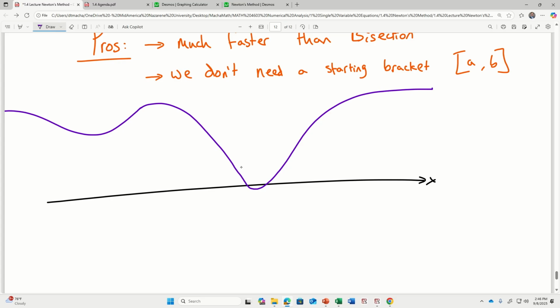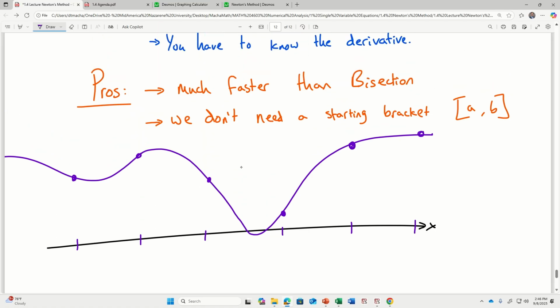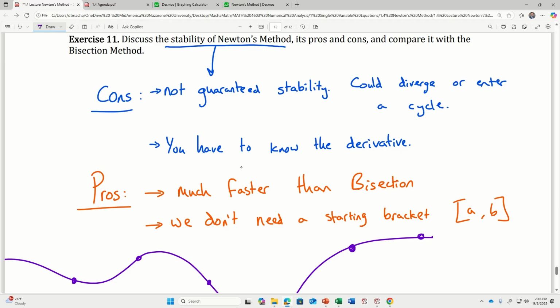Because again, if this is my function, maybe I'm trying to sample points, and I find, oh, it's positive. Oh, it's positive. Oh, it's positive. And I'm trying to find a zero of this function using the bisection method, but I can't even get started with my problem because every time I sample the values of this function, it comes up positive again. And so you have to start the bisection method with a positive and a negative value of your function. The good news about Newton's method is that's not required. So again, 2 downsides. It's not guaranteed to be stable. You have to know the derivative. The 2 upsides are it's faster, and you don't need a starting bracket.